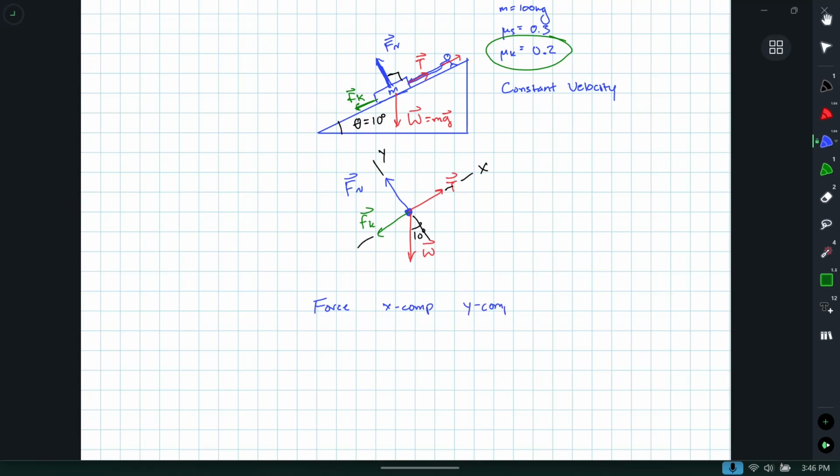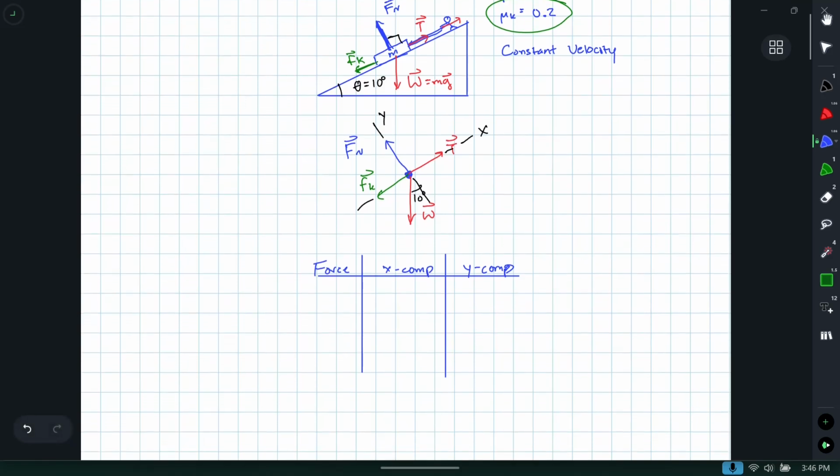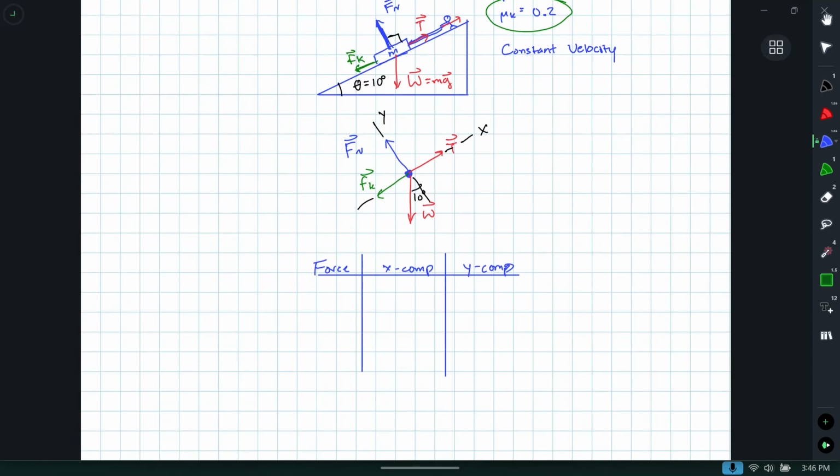And this is really not a new step. This is how we do vector addition. It actually doesn't matter that there's forces that we're talking about. This is true whatever kind of vectors we'd have to add. They just happen to be forces. So I'll list them out. Tension, normal force, kinetic friction, and weight. And those are going to add together to give a net force.